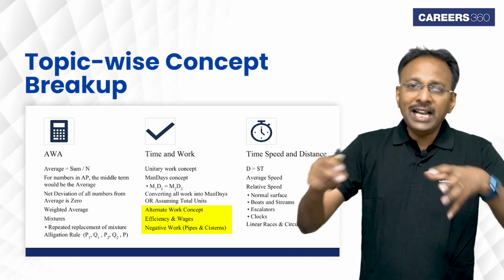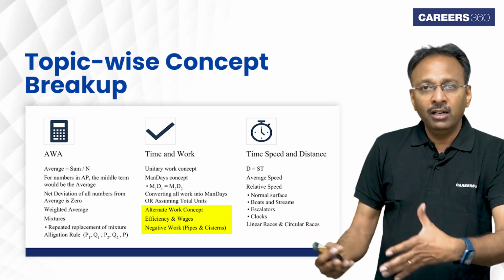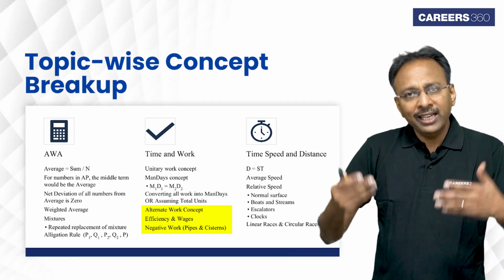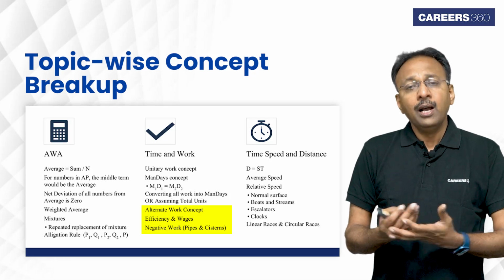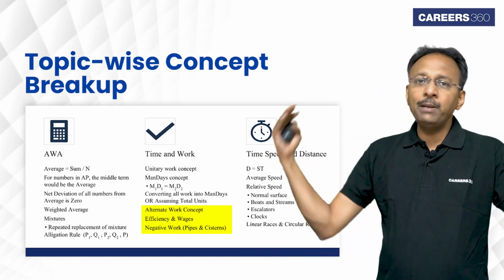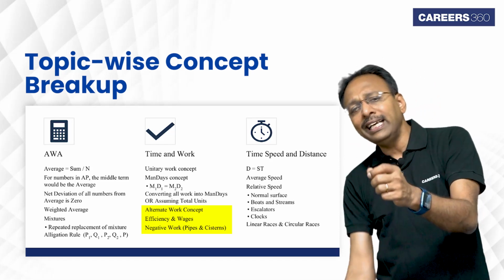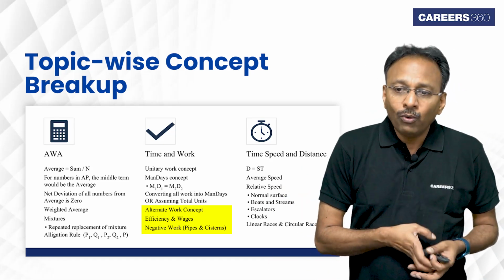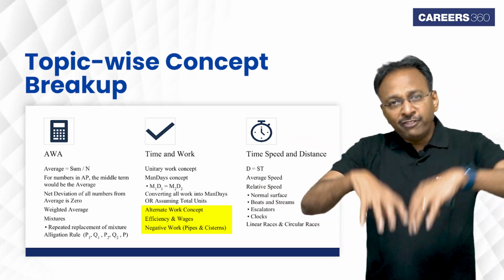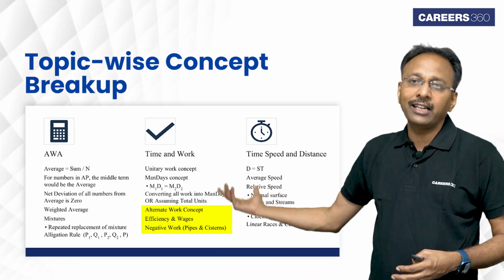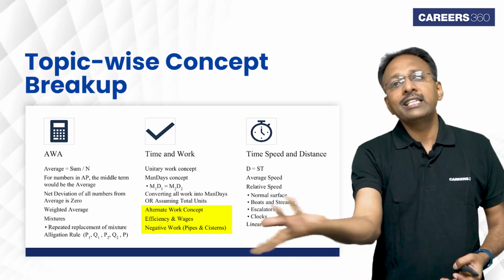So when you are building, let's say, a brick wall or digging a well, what you're doing is positive work. But there are questions which say that there is a tank, there are 2 pipes which are filling it, and there is one leak which is taking the water out from the tank. When the pipes are filling, that is called positive work, and if there is a leak taking the water out of the tank, it is negative work.